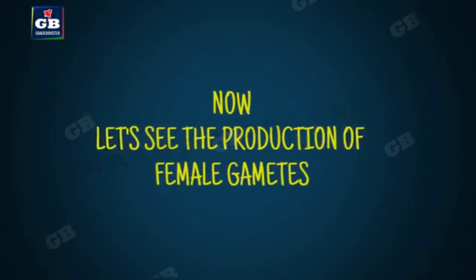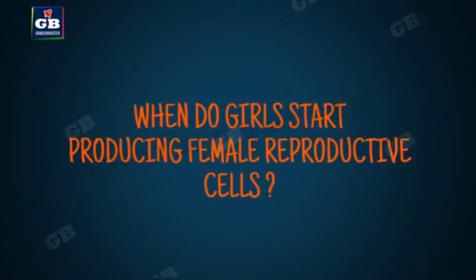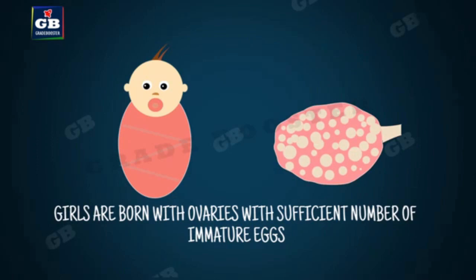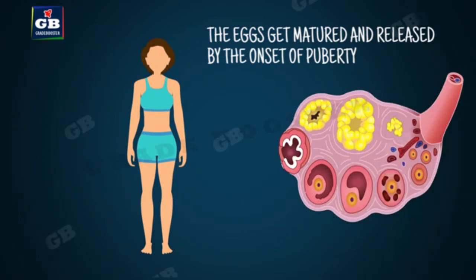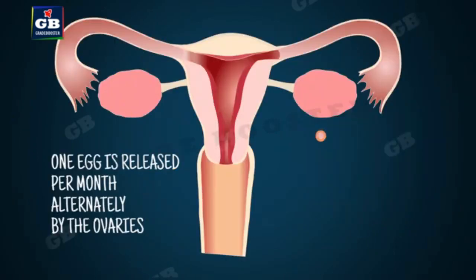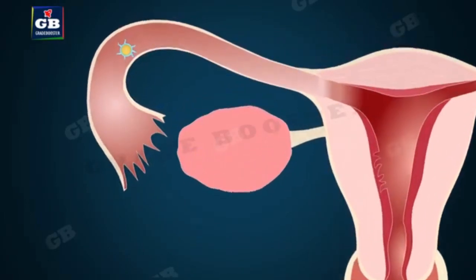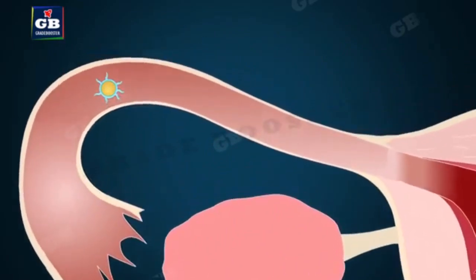Now let's see the production of female gametes. When do girls start producing egg cells? When a girl is born, the ovaries already contain thousands of immature eggs. By reaching puberty, the eggs start maturing. One egg is produced every month by one of the ovaries. The egg released by the ovary is collected in the fallopian tubule. It is the place where the fertilization takes place by the fusion of sperm and egg cells.